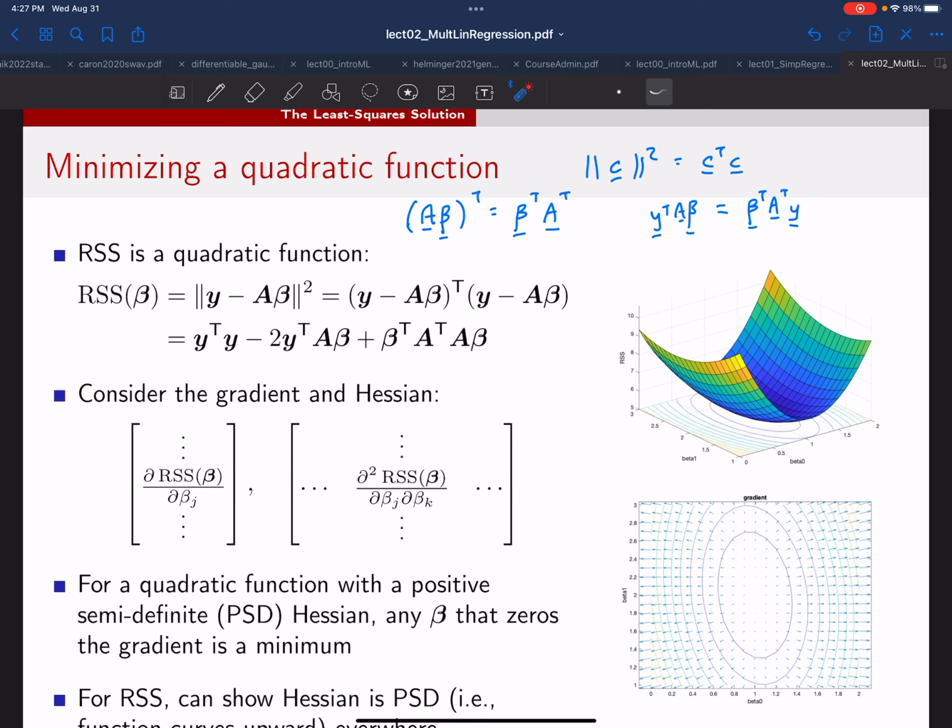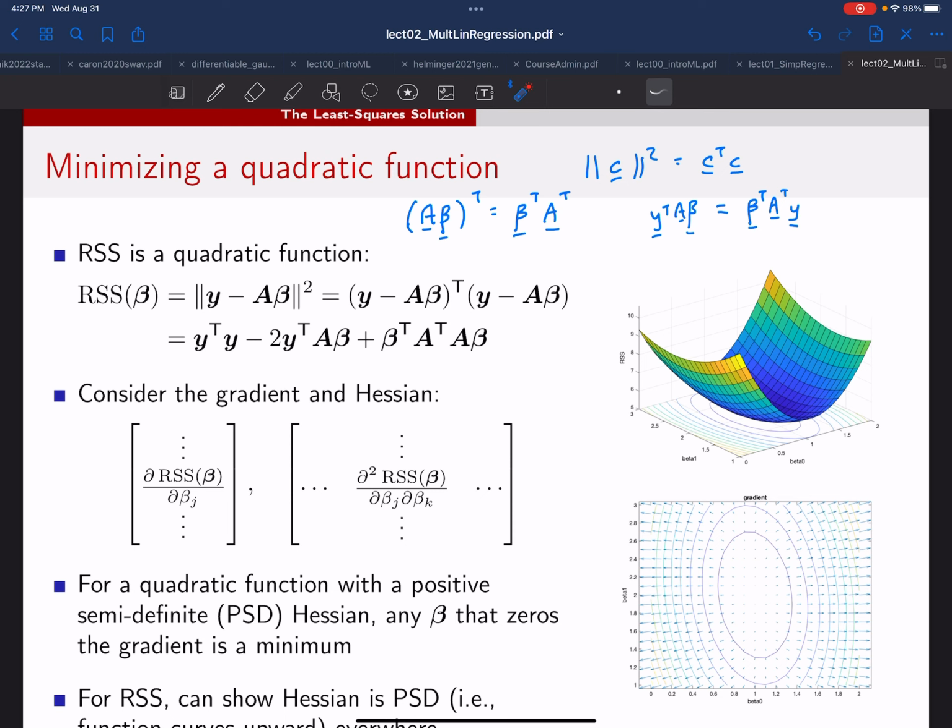It's a parabola in both directions. And this is exactly the same picture we had last time. So again, the intuition is all the same as last time. The only detail is now we have a whole bunch of coefficients in beta. We can't really plot more than 2 at a time, but the intuition is the same regardless.